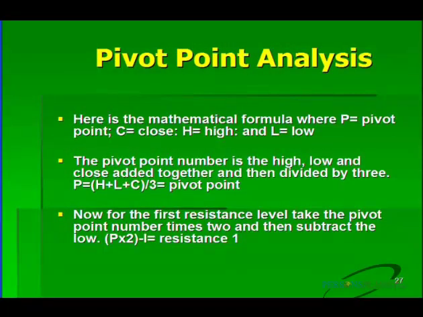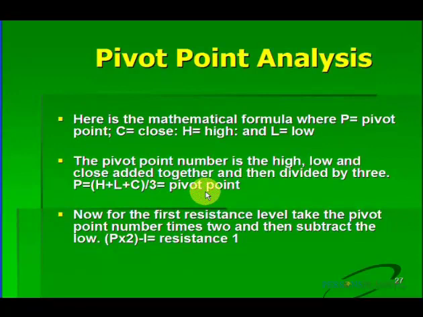Now, here's the calculation for the mathematical formula, where P equals the pivot point, C equals the close, H, of course, the high, and L for the low. For the pivot point number, we're going to take the high, the low, and the close, add those up together, and divide by 3. So, again, the pivot point is going to be the high, the low, the close, added up and then divided by 3, and that gives us our pivot point.